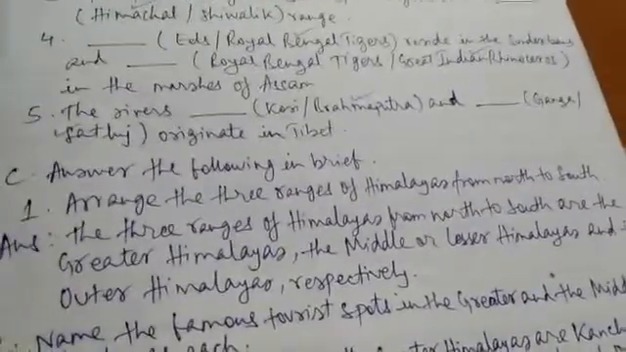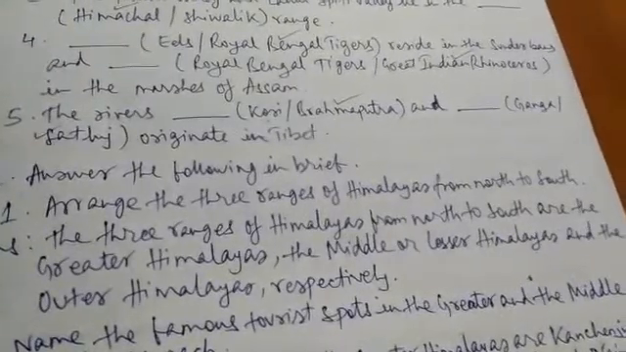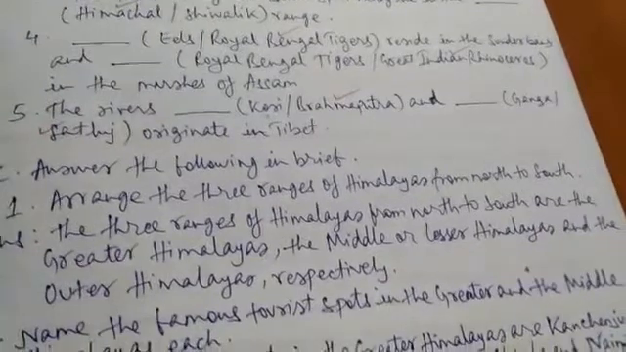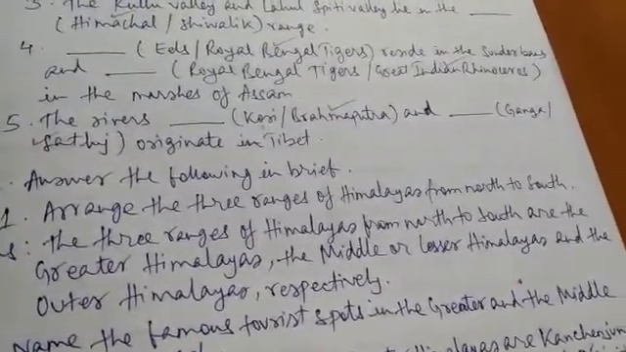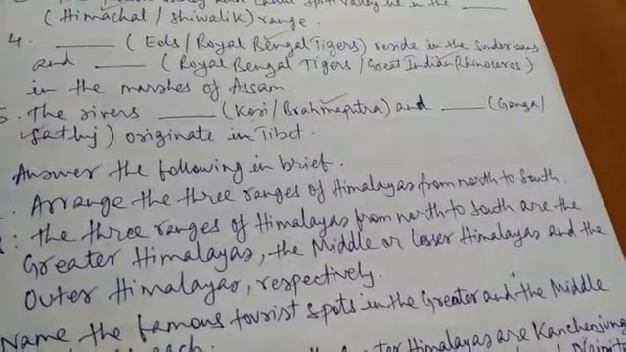C. Answer the following in brief. Question number 1. Arrange the 3 ranges of the Himalayas from north to south. So the answer is the 3 ranges of Himalayas from north to south are the Greater Himalayas, the Middle or Lesser Himalayas and the Outer Himalayas respectively.